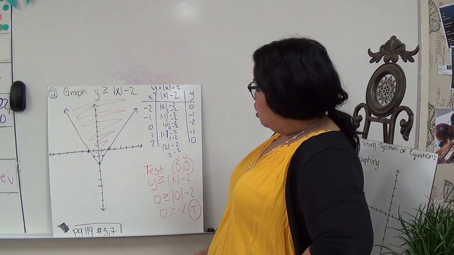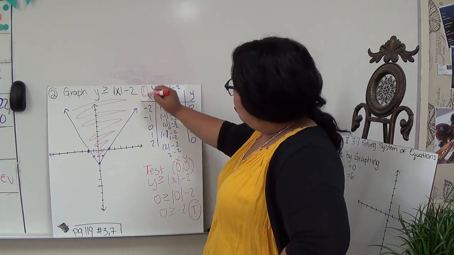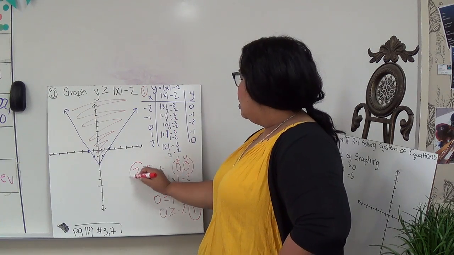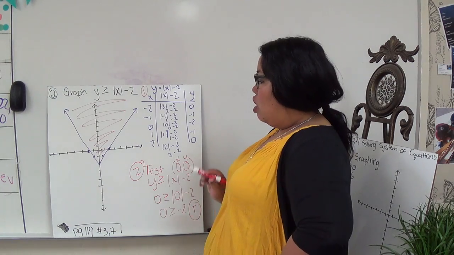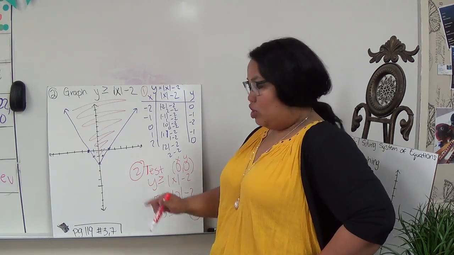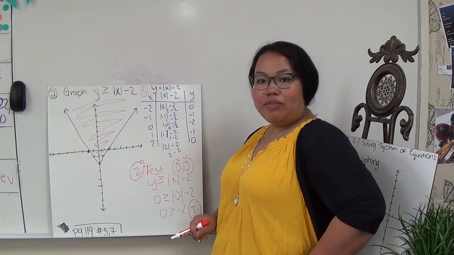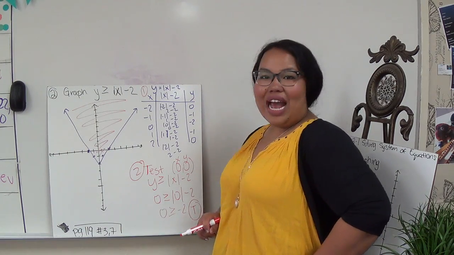All right? So go ahead. My first step is to, again, graph the boundary. My second step is to test a point that's not on the boundary. Write this down and try page 119, number 3 and 7. 119, number 3 and 7, and I will see you in class.